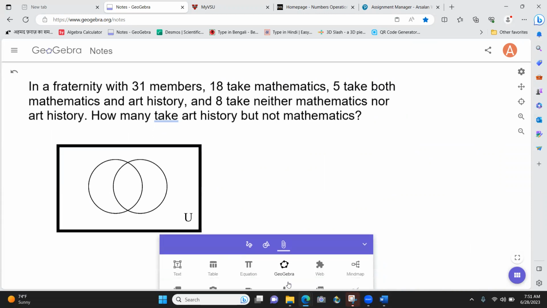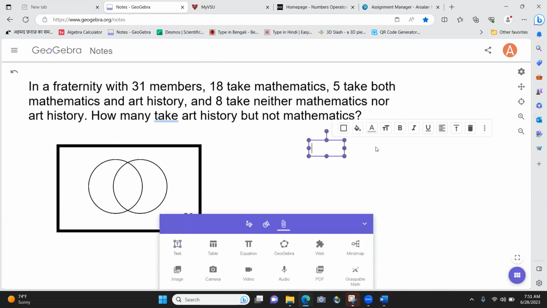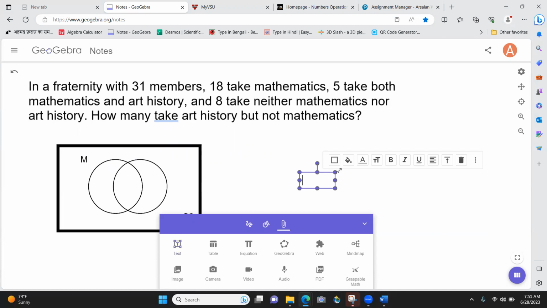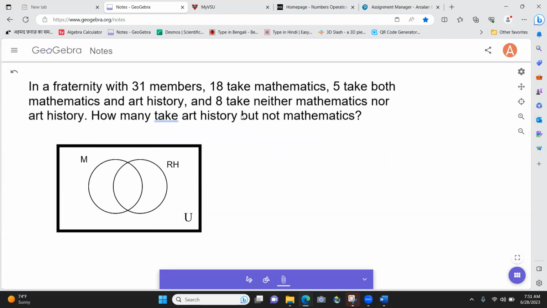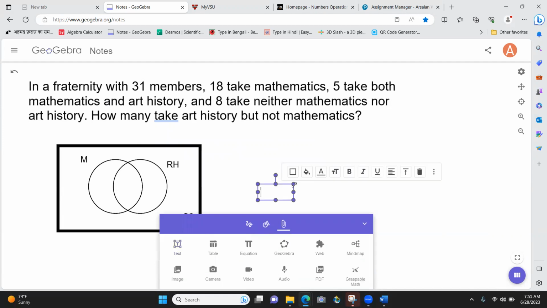So I'm going to write it like this. The left circle represents math. The one on the right represents art history. I'm going to write AH for art history. Now, clearly there would be overlaps, right? A fraternity with 31 members. Okay, there are 31 people altogether. 18 take mathematics. The math circle should add up to 18. This point and this point should add up to 18. I'm not going to mess with it yet. 5 take both math and art history. So this clearly is 5.